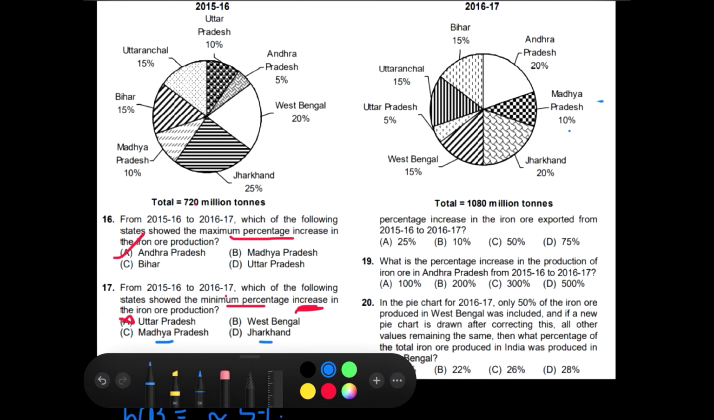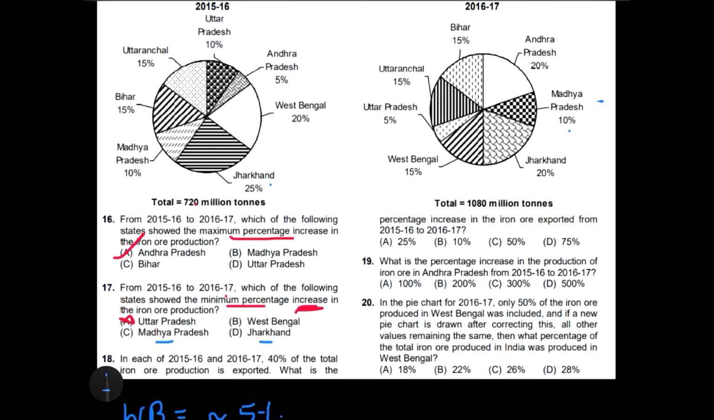Now I'll move down to the last option, which is Jharkhand. 25% is 1/4 of 720, and 1/4 of 720 gives me 180.